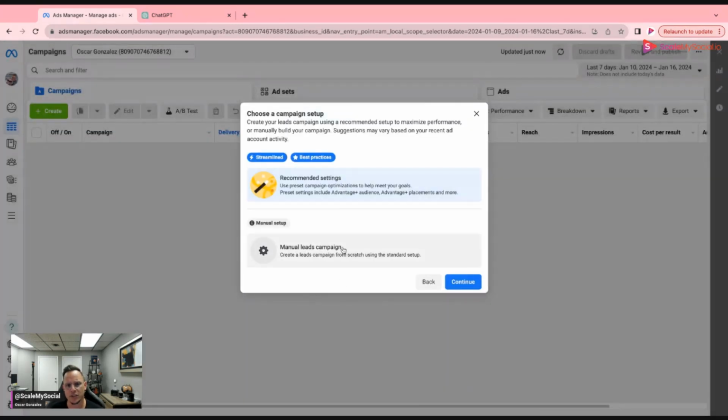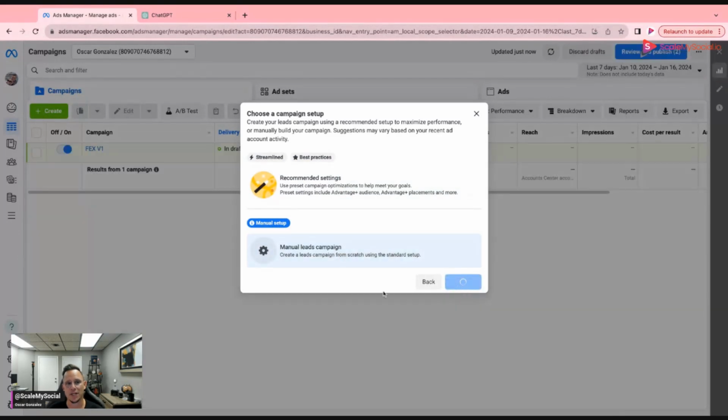Now, when you get to this screen, do not use recommended settings. This is only a good setting if you have a more open option of targeting, primarily states. So if you leave recommended settings, it's going to automatically just target the entire nation, which you do not need. So for this example, and for you out there, you're going to want to choose manual lead campaign. We hit continue. And now you see that we've created it.